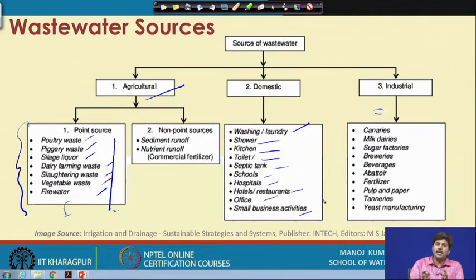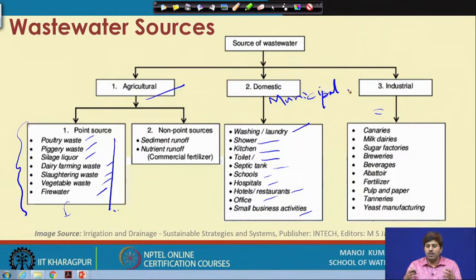So, in that sense we have our hospitals, schools, hotels, restaurants, offices, small business activities. All this takes place in a municipal area where people live, where people reside, and all these are places where water is used to some degree, and as a result wastewater is generated. So, when we consider domestic wastewater, this is also referred to as municipal wastewater.